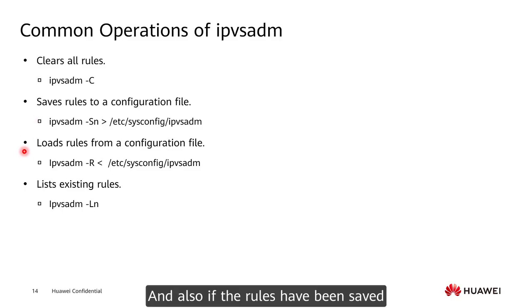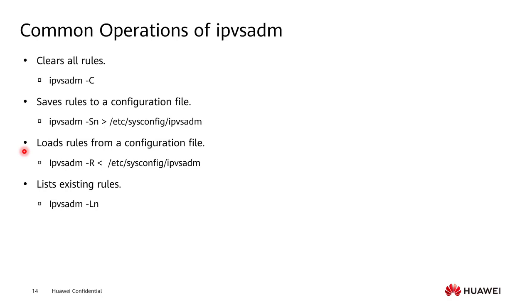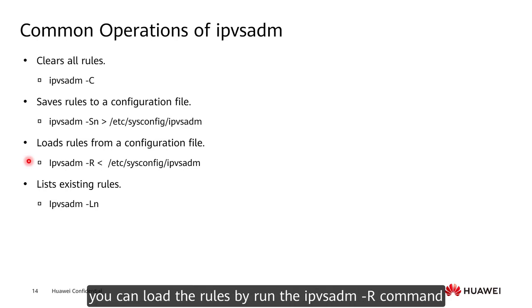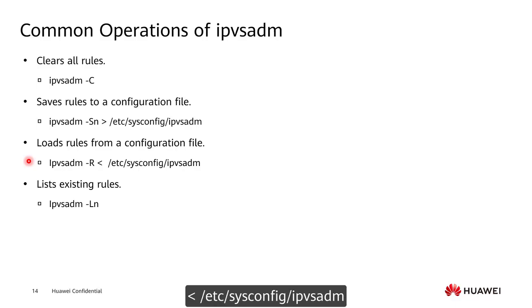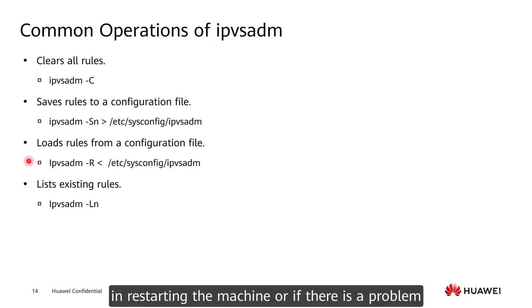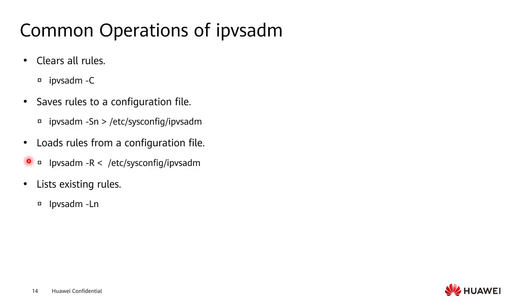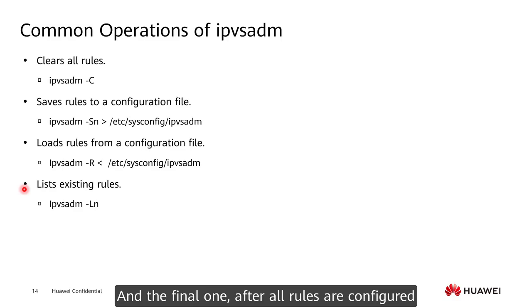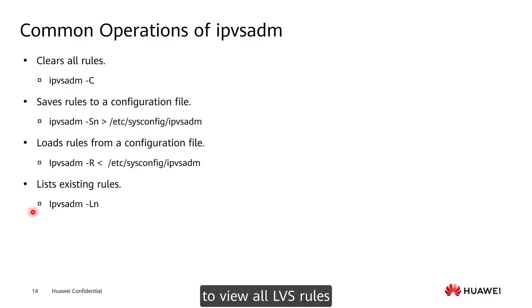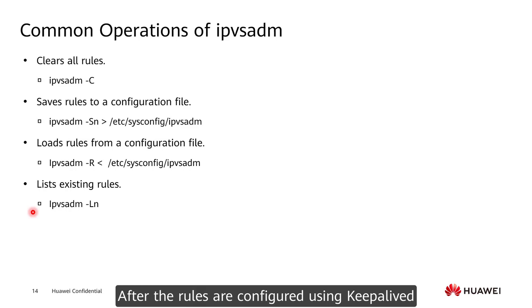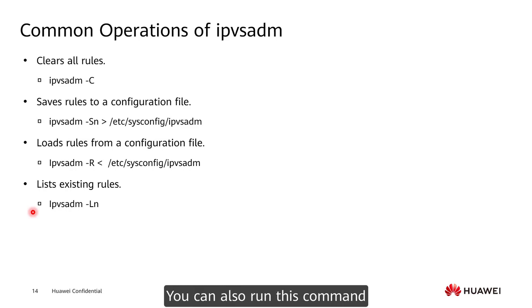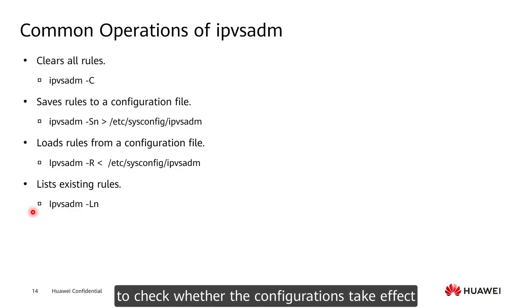And also, if the rules have been saved in the configuration file, you can load the rules by running ipvsadm -R < /etc/sysconfig/ipvsadm. This command will be very useful in restarting the machine or if there is a problem. And the final one, after all rules are configured, you can run the ipvsadm -L -n command to view all LVS rules. After the rules are configured using KeepAlive, you can also run this command to check whether the configuration takes effect.